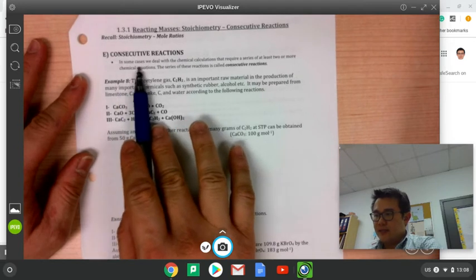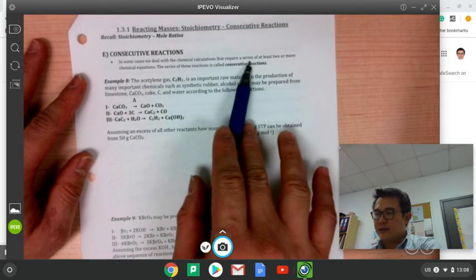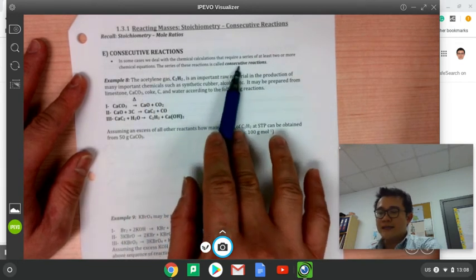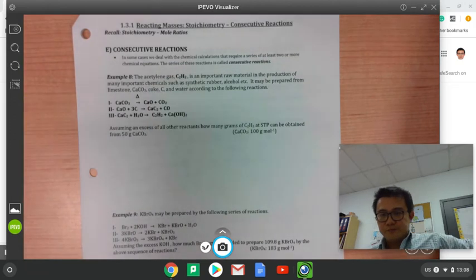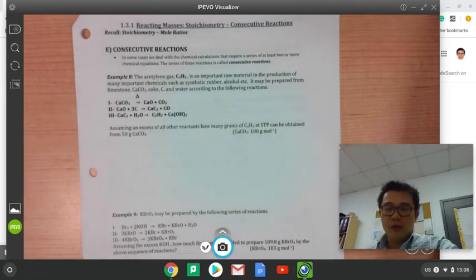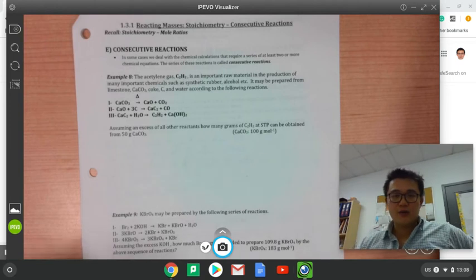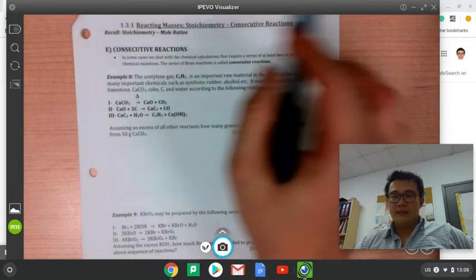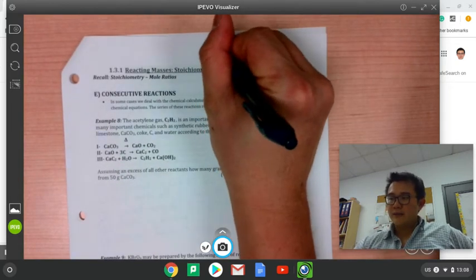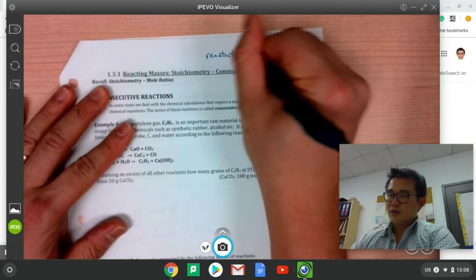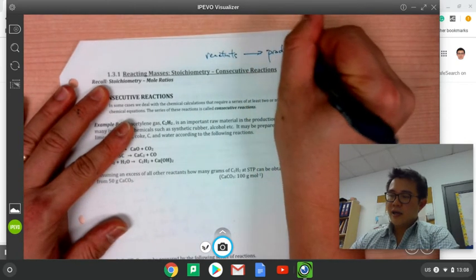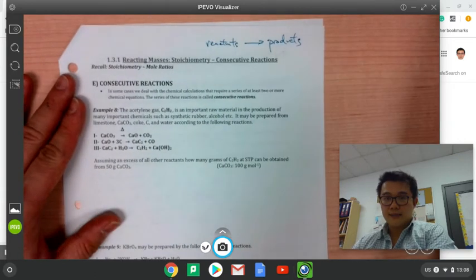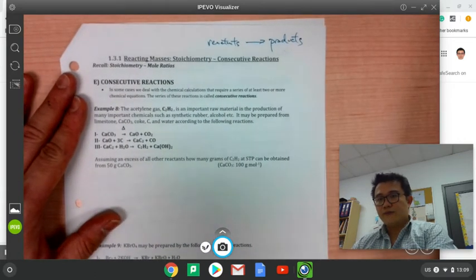They say in some cases we deal with chemical reactions that require a series of at least two or more chemical reactions. The series of these reactions are called consecutive reactions. So at this point in your chemistry or science career, you are probably only dealing with reactions that go one step, from reactants to product, and that's it. Now, more complicated reactions or processes a lot of times go through multiple steps.